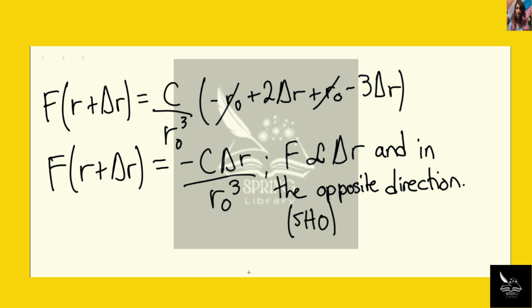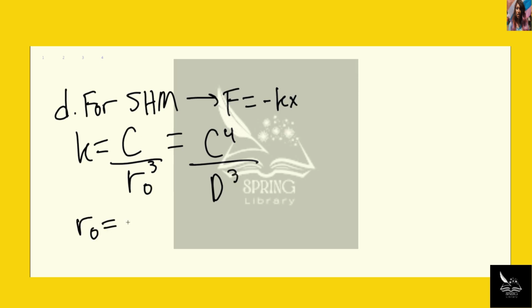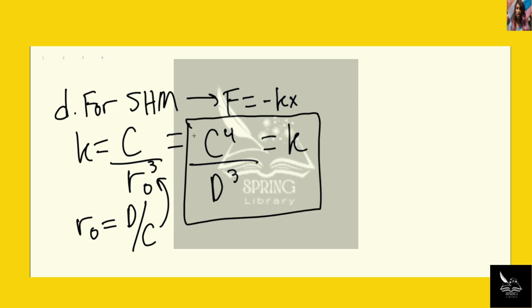So at this point, for part D, for simple harmonic motion, we know that force equals negative kx. Therefore, k is simply equal to c over r0 cubed, and this will equal c to the fourth over d cubed, given that r0 equals d over c. So we plug this in and cube it, and this would be equal to the spring constant. So this would be your answer here.